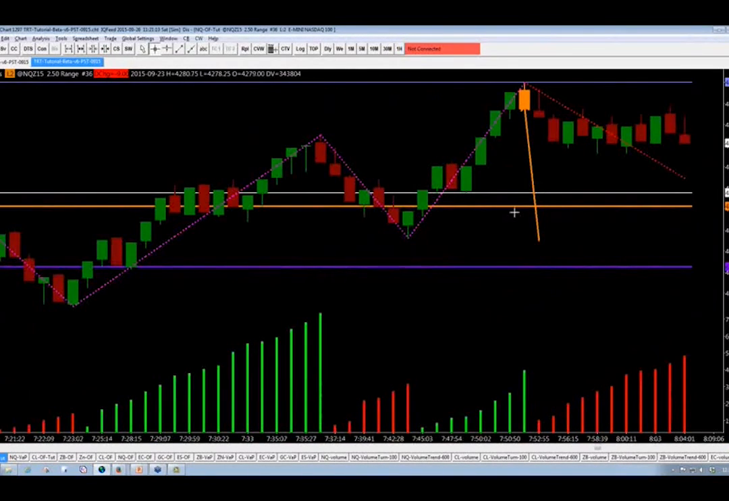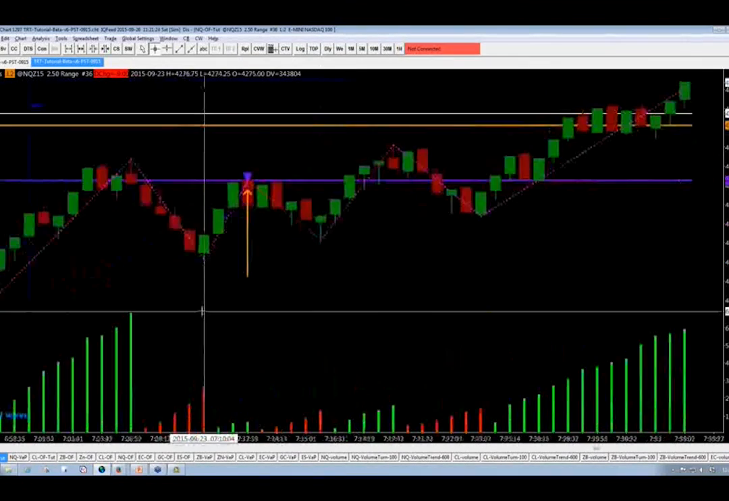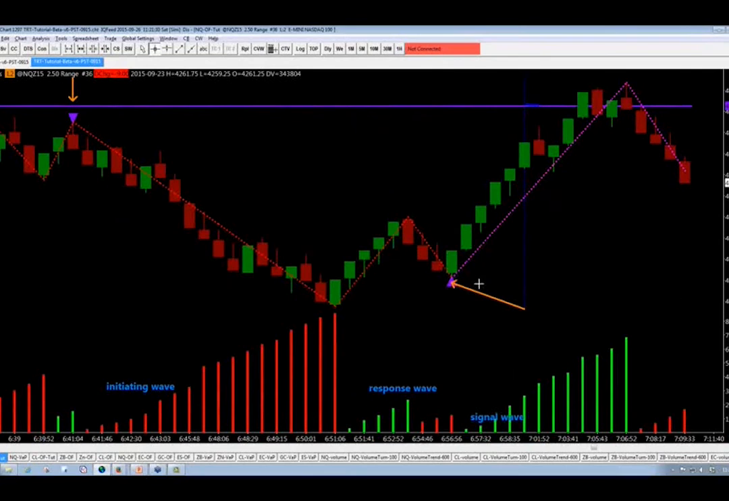I don't really use wave volume for an entry. I drill down to the order flow, and the reason is that it takes time for the market to turn. So let's look at this example right here. All right, it's not magic.